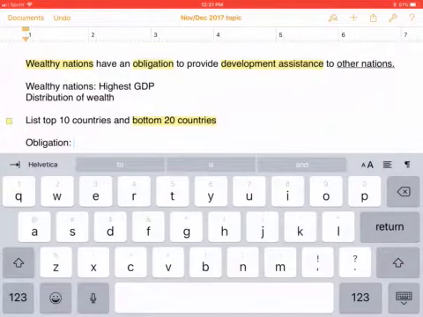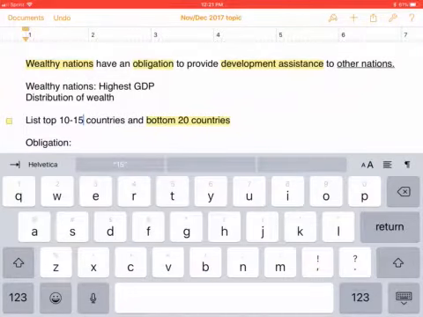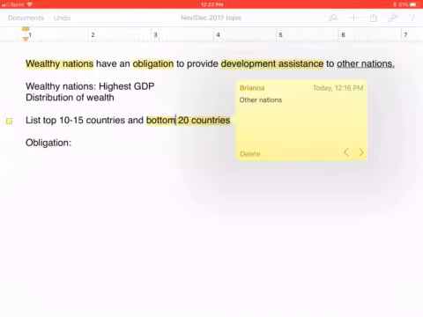So the way that you're defining who the wealthy are is the way that you need to define who the unwealthy are. So for wealthy nations, I would suggest either going with the highest GDP or the highest distribution of wealth. You could go with other things. That's completely up to you, but you need to have a very valid reason. Normally, highest GDP is going to be what people see as wealthy. When you decide what you're going to have as wealthy nations, you should list the top 10 to 15 countries, and then also the bottom 20 countries, because these bottom 20 countries are going to be how you define other nations.